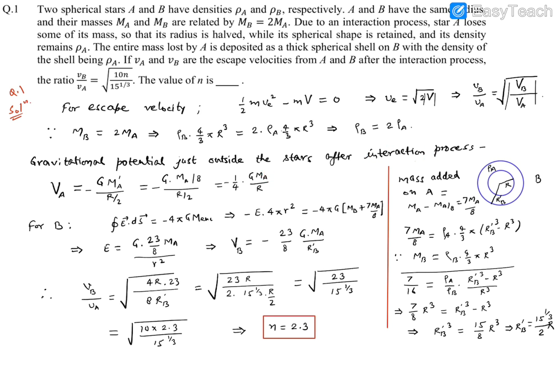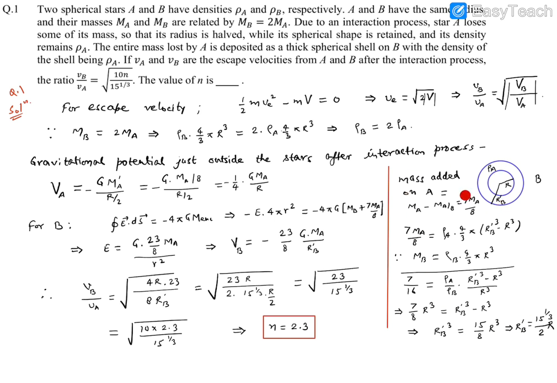Now the challenging part was to find the gravitational potential outside of star B. This is star B, which was of radius r initially, of density rhoB, and then over that the density rhoA has been deposited. Let's consider the final radius became rB prime. So we need to find this rB prime first.